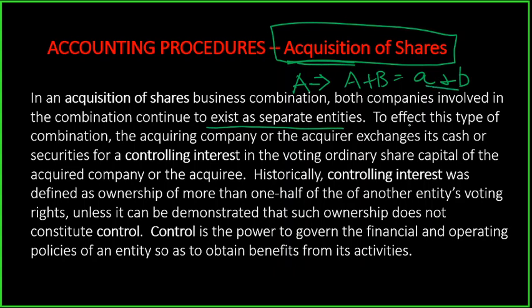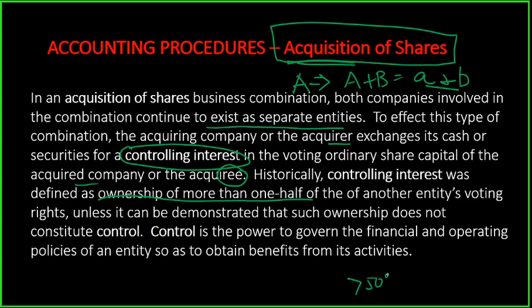To effect this type of combination, the acquiring company or the acquirer exchanges its cash or securities for a controlling interest, not for assets, not for liabilities, but for controlling interest in the voting ordinary share capital of the acquired company or the acquiree. Historically, controlling interest was defined as the ownership of more than one half of another entity's voting rights. So take note, it's more than one half. So it's higher than 50%.